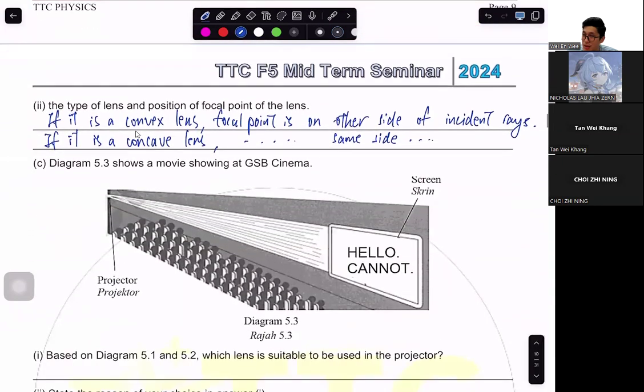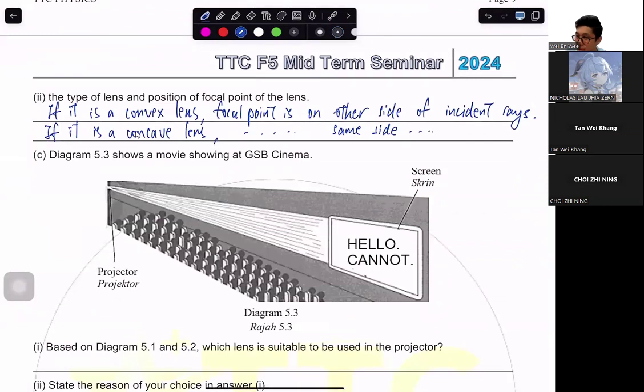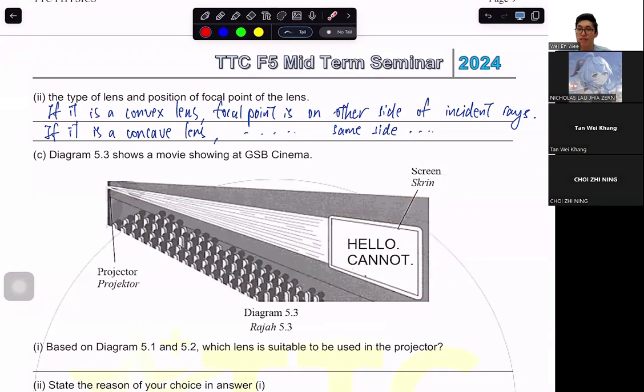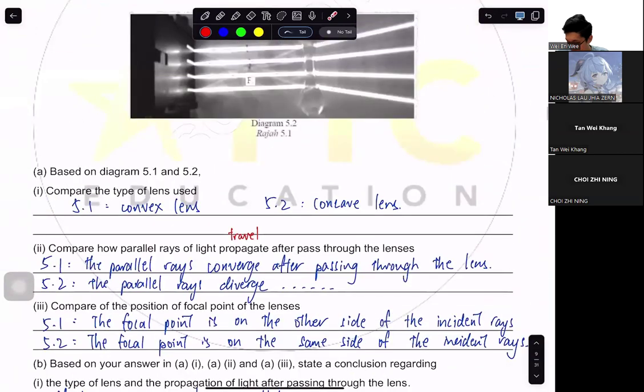Okay, now, the next question. Here we have a movie showing at GSB cinema. So there's a projector, and there's a light that goes through the projector lens and it comes out and goes onto a screen. You all know how cinemas work, right? Based on the diagram, which lens is more suitable to be used in the projector? Which lens should we use for a projector lens? It's basically diagram 5.1 or diagram 5.2.